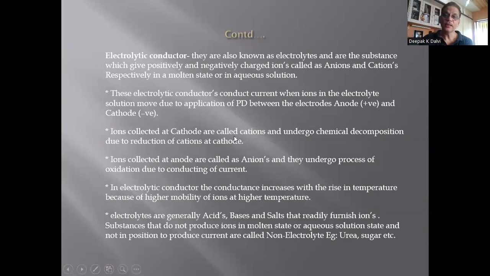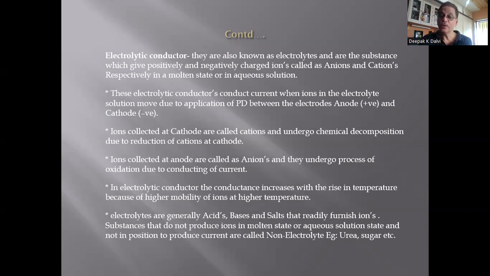Now what happens? Ions collected at the cathode are called cations, and they undergo chemical decomposition, that is, reduction of cations at the cathode. And ions collected at the anode are called anions, and they undergo the process of oxidation, due to their current conducting property. Now, in a metallic conductor the conductance decreases with rising temperature, but in an electrolytic conductor, conductance increases with rising temperature.